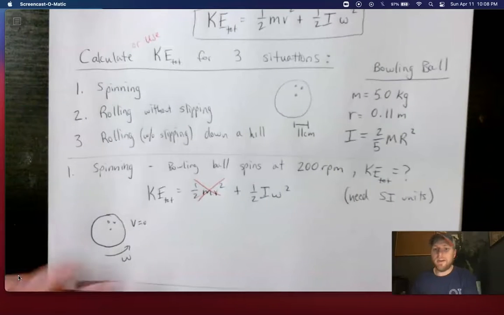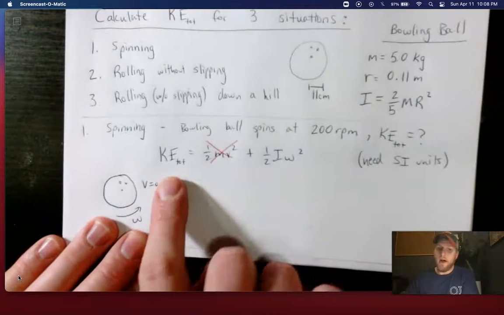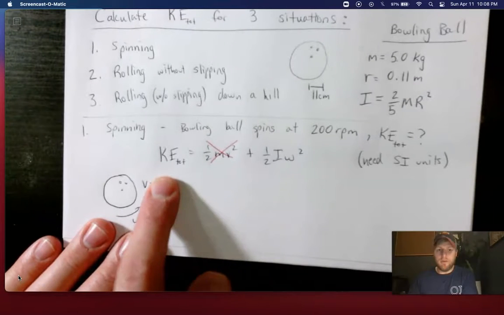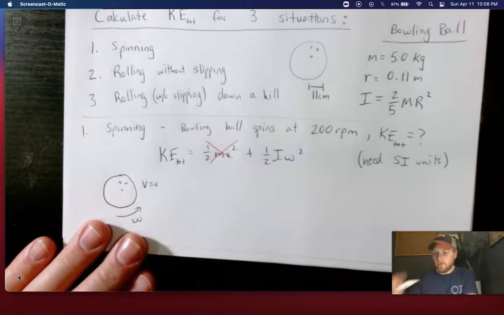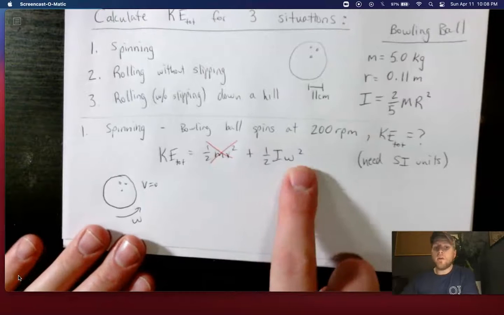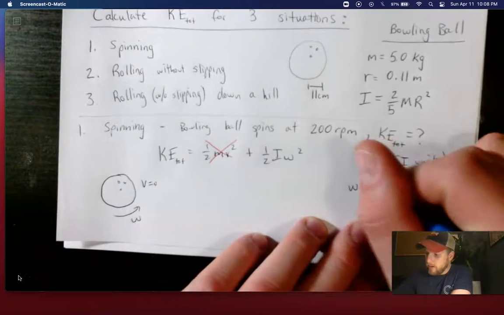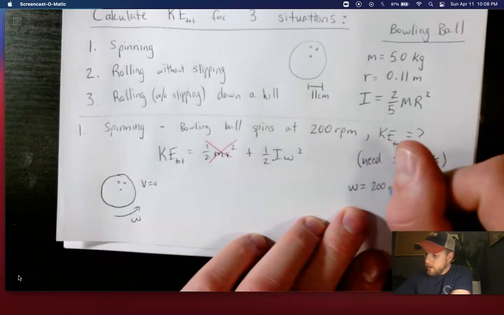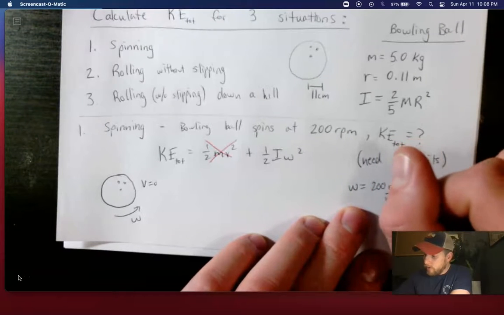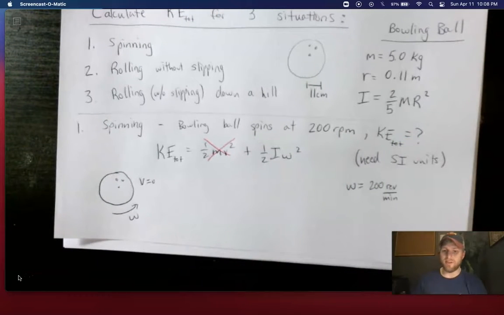So we need SI units if we're going to make a calculation. We might remember that energy is going to be calculated in joules. In order to do that and make all of the math work out, we need to convert these RPMs to radians per second. So omega is 200 revolutions per minute, and we'll convert that to radians per second.